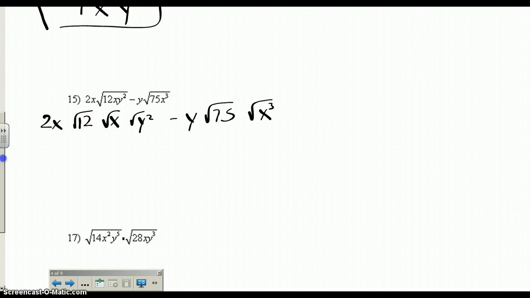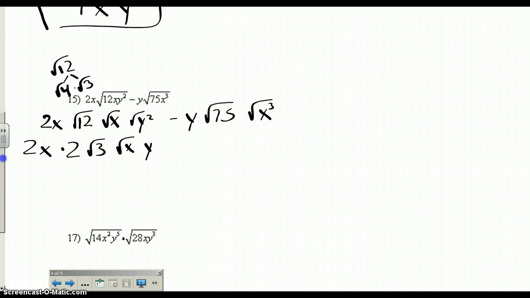So let's break down the square root of 12. Well, the square root of 12 can break down into square root of 4 times square root of 3, and square root of 4 is just 2. So right now I have 2x times that square root of 4, which is 2, square root of 3. The square root of x cannot simplify anymore. But how many times does 2 go into 2? Well, it goes in 1, so I can simplify that just to y to the first power.